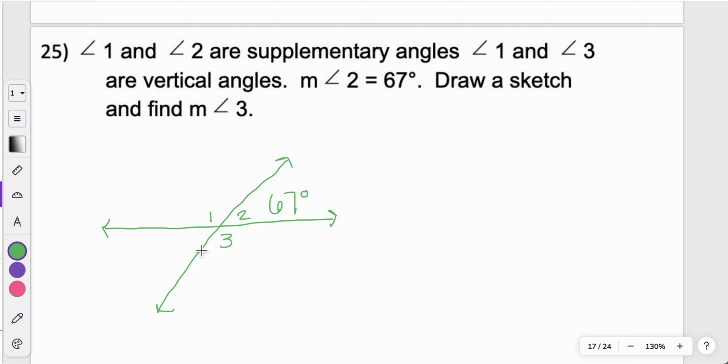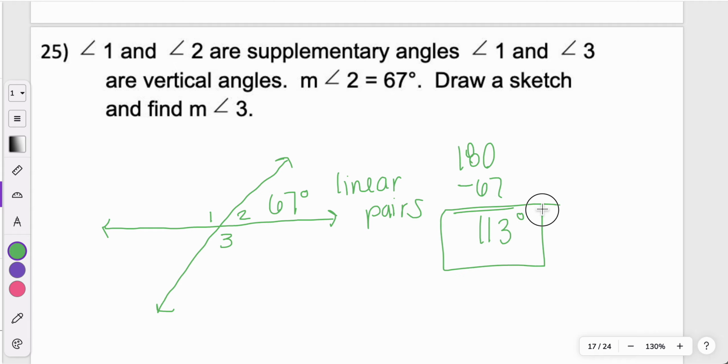So to find the measurement of angle 3, I'm going to think of these as linear pairs. So I'm going to take 180 and subtract 67 from it, and I'm going to end up with 113 degrees for the measurement of angle 3.